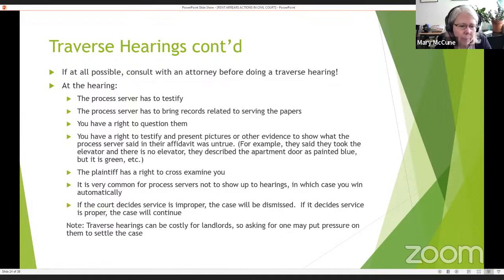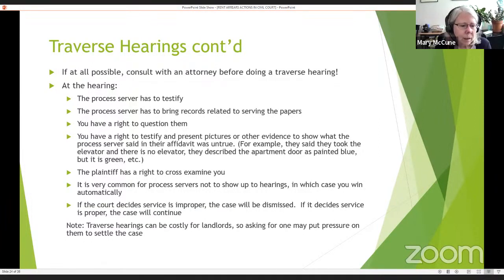It's really common for process servers not to show up to hearings, in which case you win automatically. It's also common that they don't show up and the other side asks for an adjournment. You can always say, look, I'm here and I'm ready to go, and they've had months to find this person. I shouldn't have to come back. And then some judges will dismiss it and some judges will adjourn it.